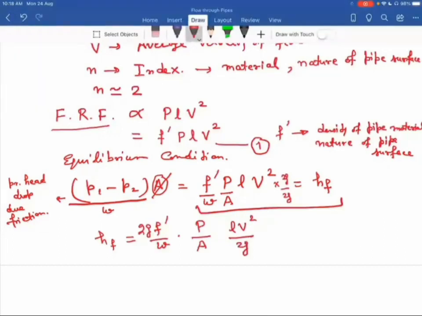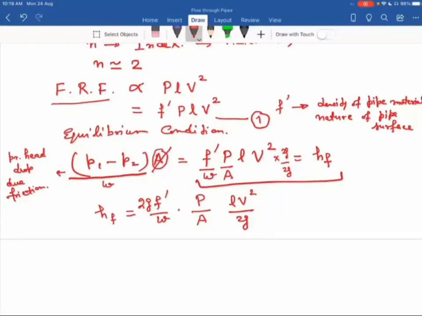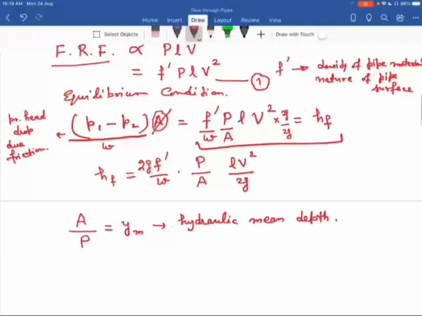Okay. Now further, we have one ratio A to P. Area A, capital A, is the cross-sectional area of the pipe, and capital P is the wetted perimeter of the pipe. Okay. So this ratio I denote by Ym, and I call it as hydraulic mean depth. Okay. Now I again rearrange the terms in this equation. So I write HF should be equal to 2G F dash by W, L upon Ym into V square divided by 2G.